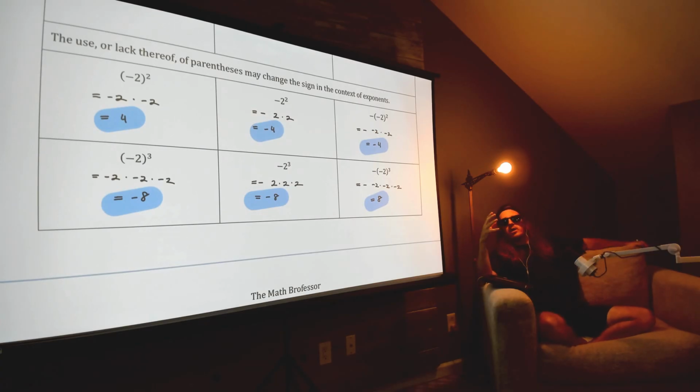Hopefully you picked up on a pattern here, right? That if you are multiplying an even amount of negatives, the answer will be positive. But if you are multiplying an odd amount of negatives, the answer will be negative. That's the pattern, and it alternates. Negative, positive, even, odd, right? That's the point of this right here.